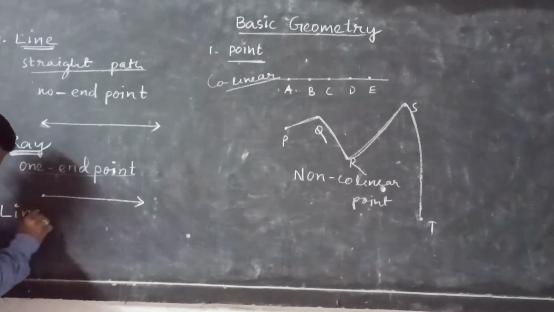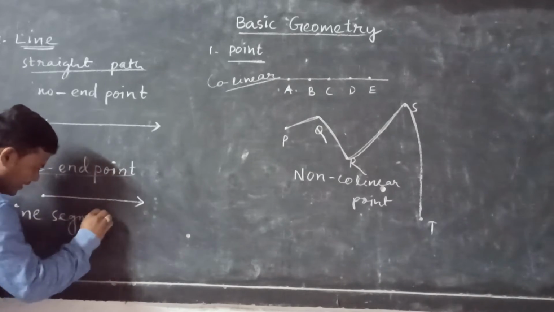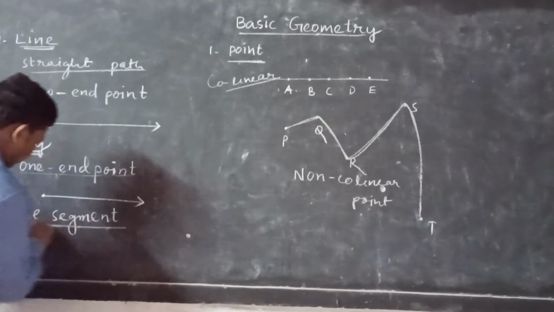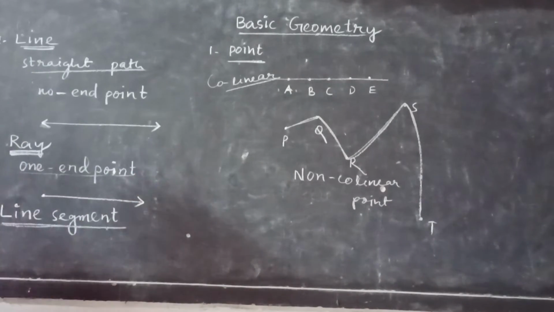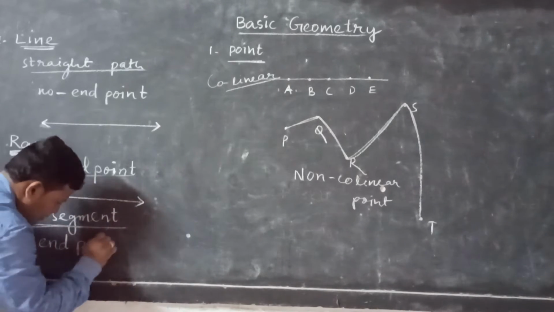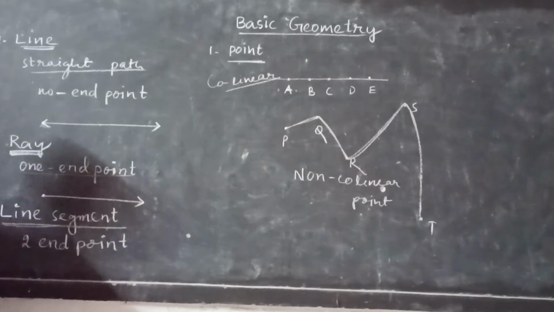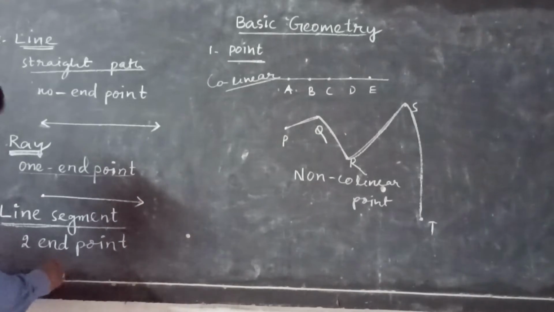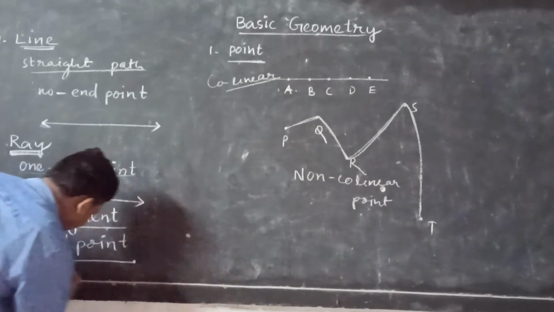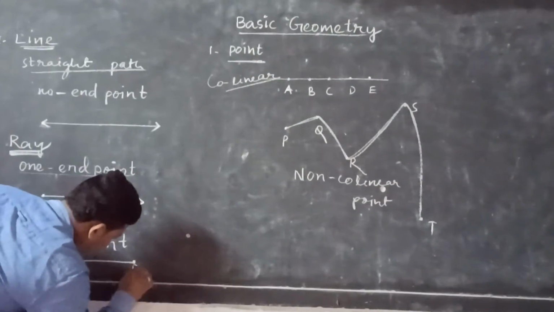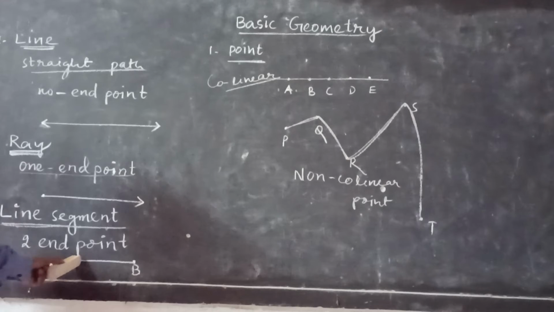The third is the ray. After that, another thing is the line segment. What is a line segment? A line segment is a part of a line. A line segment is a part of a straight line which has two endpoints. That means in this case we know what the starting point is and what the ending point is. And this represents a line segment. Like suppose this line segment starts at A and ends at B, that has two endpoints, that is called a line segment.